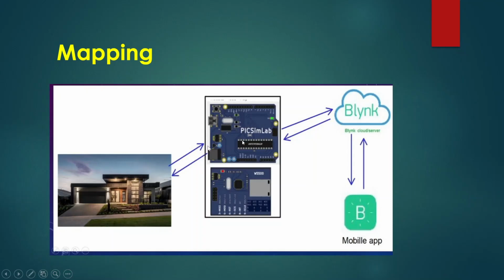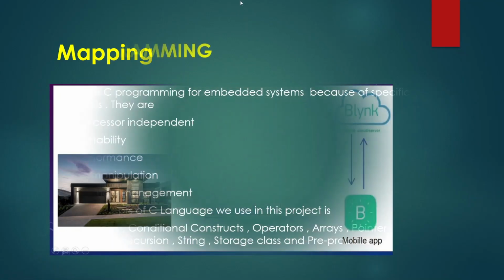The Arduino board processes those signals and sends them to the devices in our house, and then the devices turn on or turn off based on our control. This is the main mapping or prototype of this project.